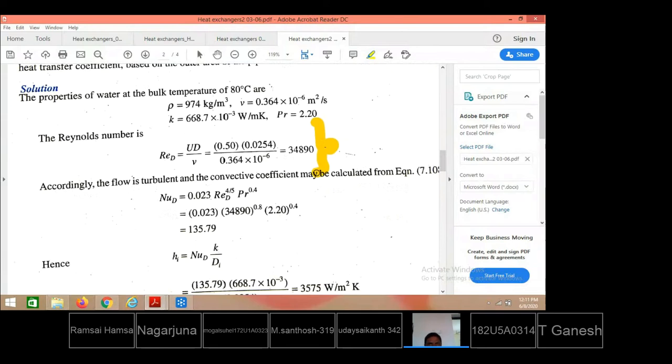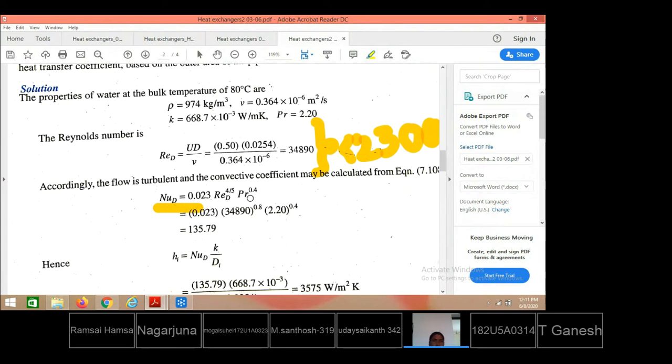Already from the fundamentals that we discussed in the convection problems, while the fluid is flowing internally, by calculating the Reynolds number, if this value is less than 2300, then we say the flow is laminar. As it is more than 2300, we say the flow taking place inside the tube is turbulent. So for turbulent flow, assuming fully developed flow, we use the Dittus-Boelter equation for the Nusselt number, that is 0.023 Re to the power 0.8 or 4 by 5, Pr to the power 0.4.